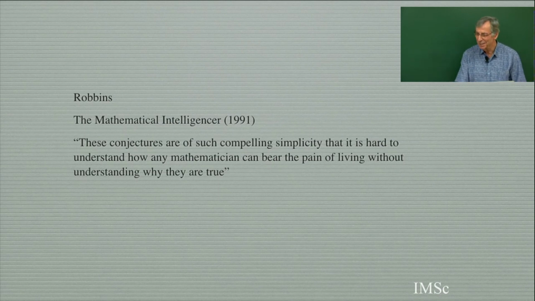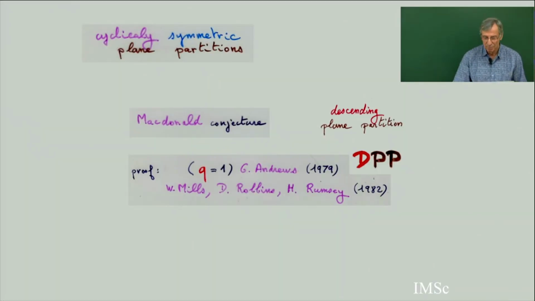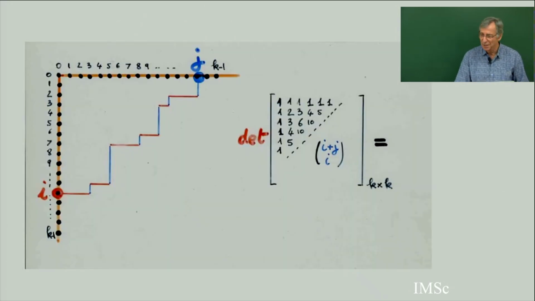But at that time, somebody remarked, you remember Andrews, in the paper when he solved the q equal 1 case of the cyclically symmetric plane partitions, he introduced a new class of partitions, complicated to define, the descending plane partitions, the DPP. And somebody, I think it's Stanley, remarked that the number of descending plane partitions is exactly the same as the number of Alternating Sign Matrices. So this is very strange.